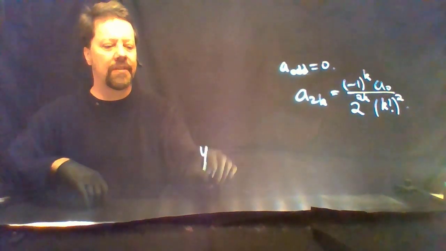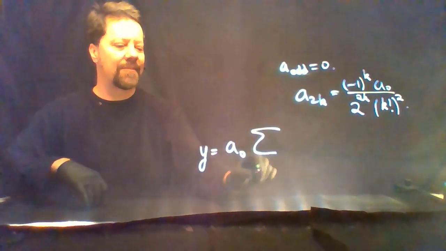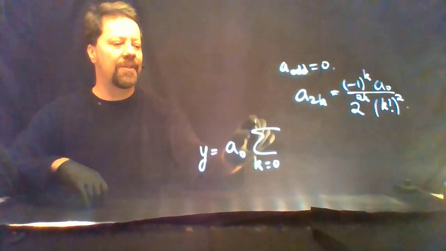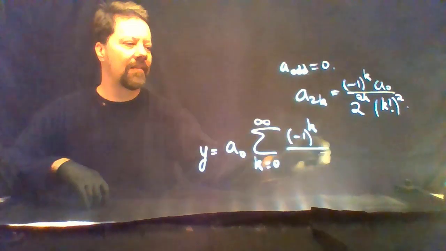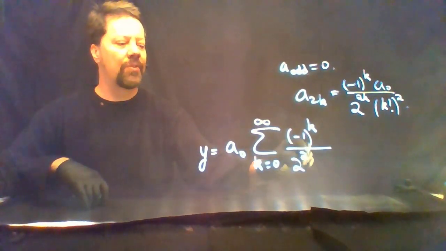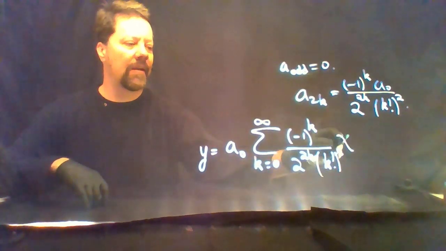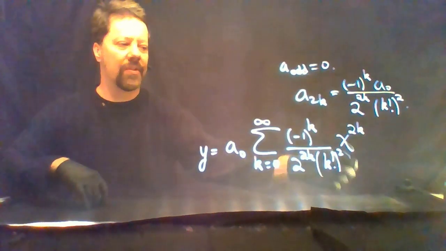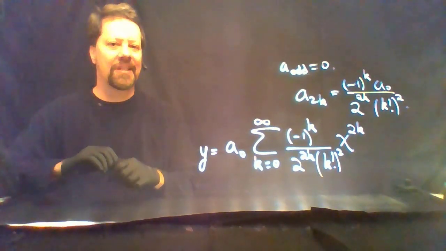The solution is then y equals a naught times the sum as k goes 0 to infinity, negative 1 to the k divided by 2 to the 2k, k factorial squared, x to the 2k. We only get even powers on x in this particular analytic function.